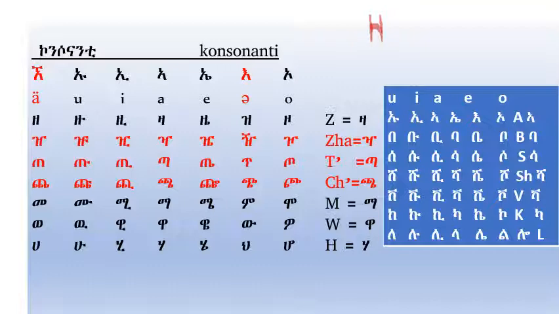But for us, Z, Zu, Zi, Za, Ze, Z, Zo. The Za, here it is. So, Swahili Za is replaced by Amharic Za. Here, these three, they don't exist in Swahili.